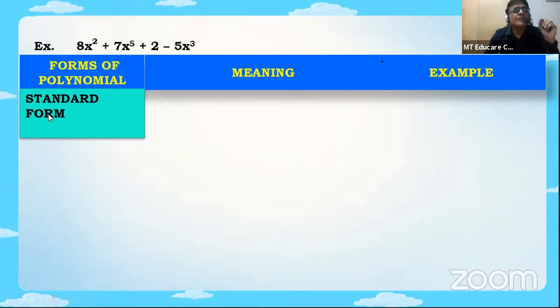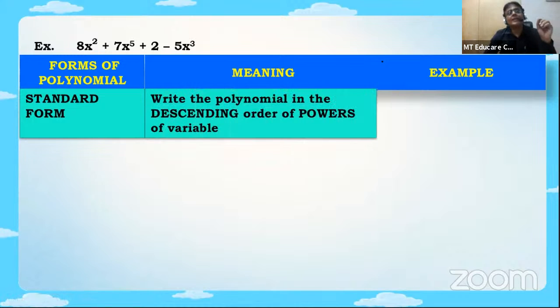What is called? Standard form. What is standard form here? Standard form means we have to write the polynomial in the descending order of the powers of the variable. Descending order means from bigger to smaller: 5, 4, 3, 2, 1, we have to go in reverse. Okay, descending order means the power of the variables.